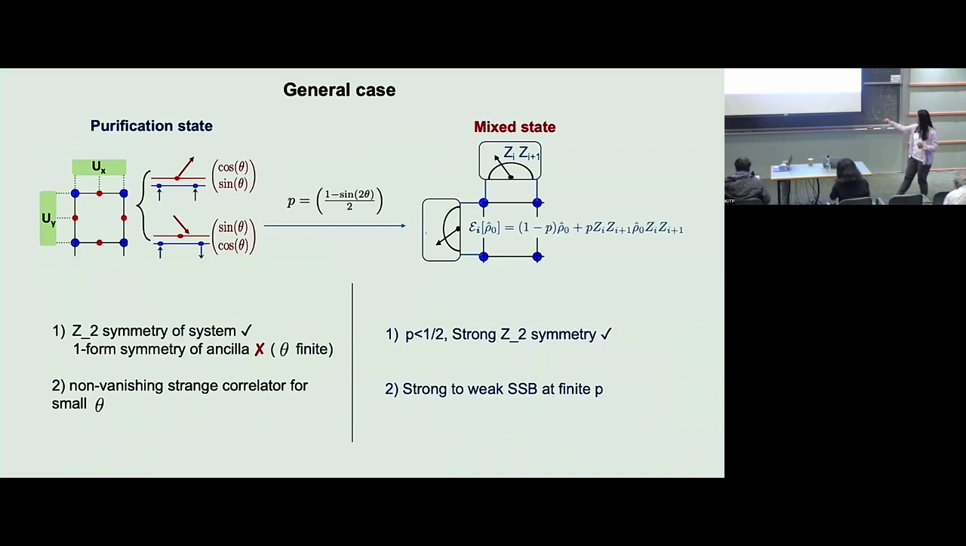And here, what we can demonstrate is that even if we weakly break the one-form symmetry, the measurement-induced long-range order is still non-vanishing. And if we measure the strange correlator of this wave function for finite theta, where the one-form symmetry is broken explicitly, it turns out that the strange correlator is still non-vanishing up to some threshold of theta, which means up to some threshold of p. We still have a strong-to-weak symmetry breaking that can appear at a finite measurement rate.